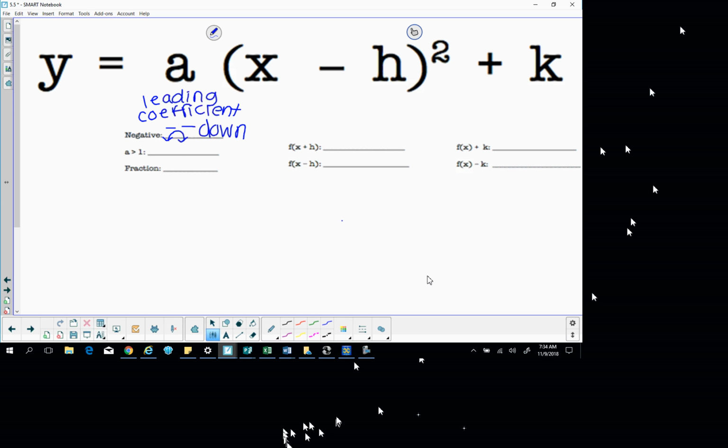Now, if A is a whole number, I put an absolute value there, because that means no matter if it's negative or positive, if A is a whole number or larger than 1, we know that it's going to get narrower. We know if it's a fraction, it's going to get wider. So that A tells us all of that. The leading coefficient, we already learned, tells us if it's a positive Patricia or negative Nancy, but it also tells us if it's narrower or wider.